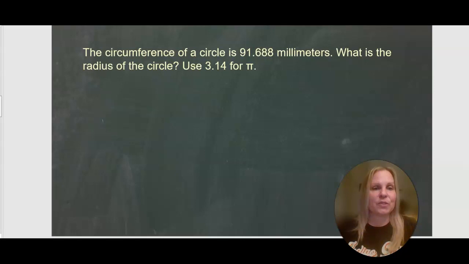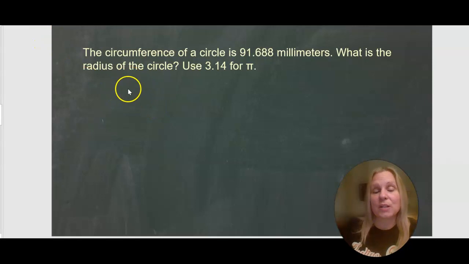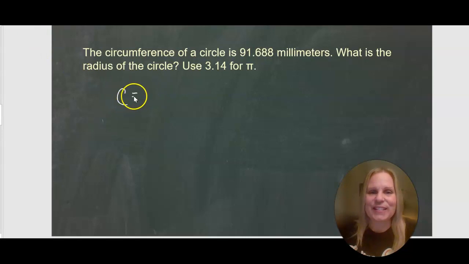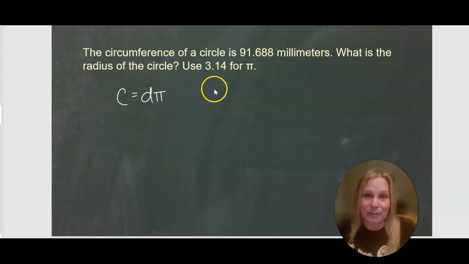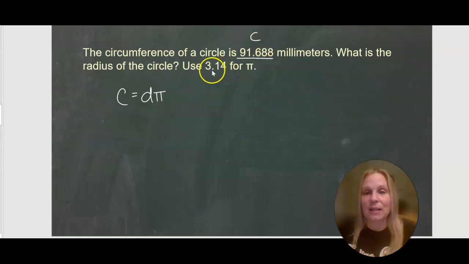Okie dokie. So another circumference problem, right? This time they tell us the circumference and ask us to find the radius. So we're going to use the same formula, circumference equals d pi. But this time, we're not going to put in a number for d because we don't know it. But we are going to put in this number in place of c and this number in place of pi, right?